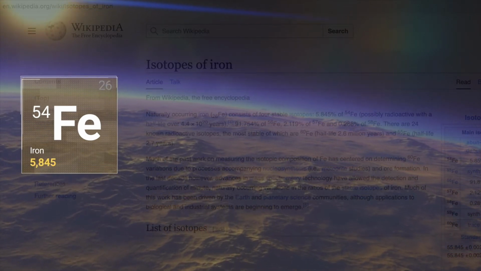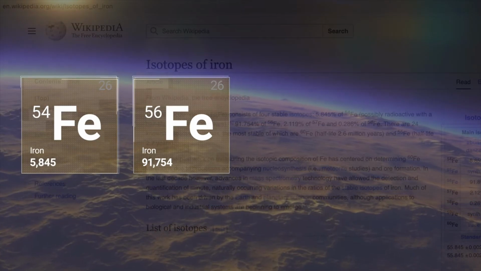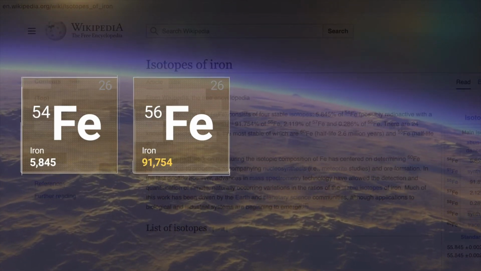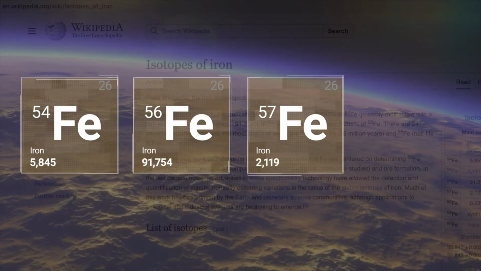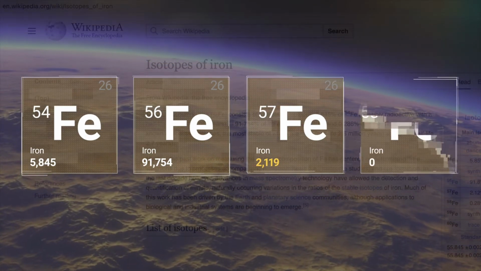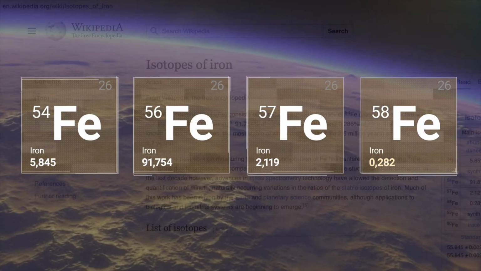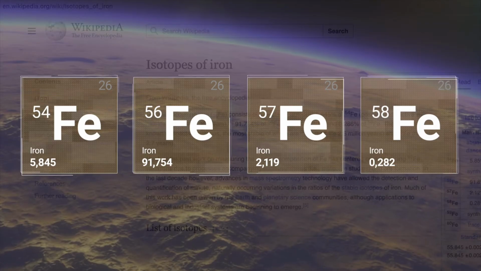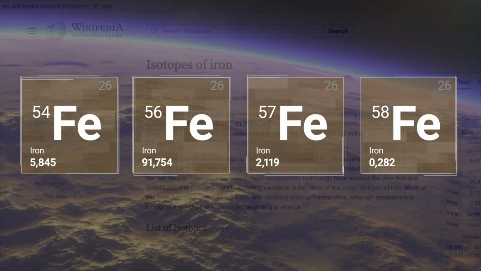The 54th isotope is 5.845%, the 56th is 91.754%, the 57th is 2.119%, and the 58th is 0.282% of stable isotopes of iron.